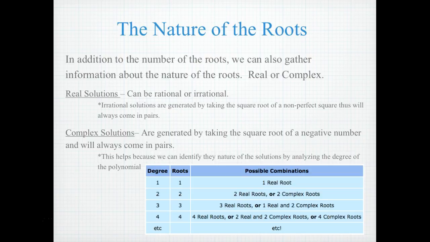A second degree polynomial has exactly 2 roots, and it can be 2 real or it can be 2 complex. Third degree polynomial's got some different combinations. We know it's got exactly 3 roots. They can be 3 real roots, or it could be 1 real root and 2 complex roots. A fourth degree polynomial has exactly 4 roots. So that can be 4 real roots, it can be 2 real roots and 2 complex roots, or it can be 4 complex roots, so on and so forth. But the idea that irrational numbers and complex solutions always come in pairs helps give us information about the nature of the roots.